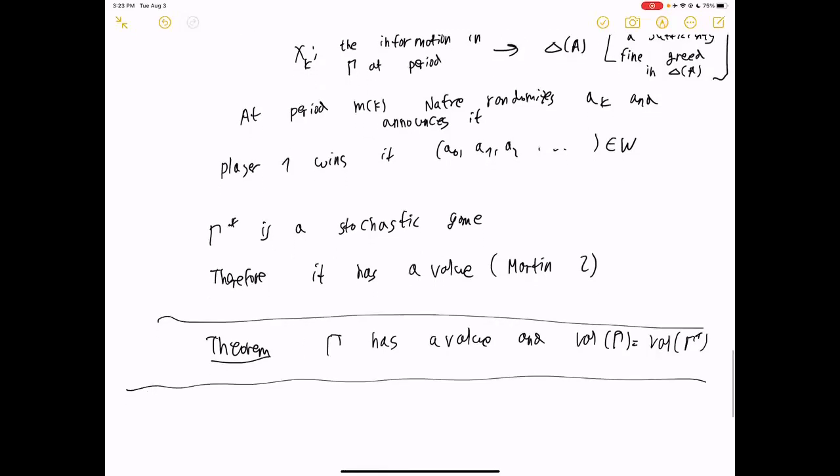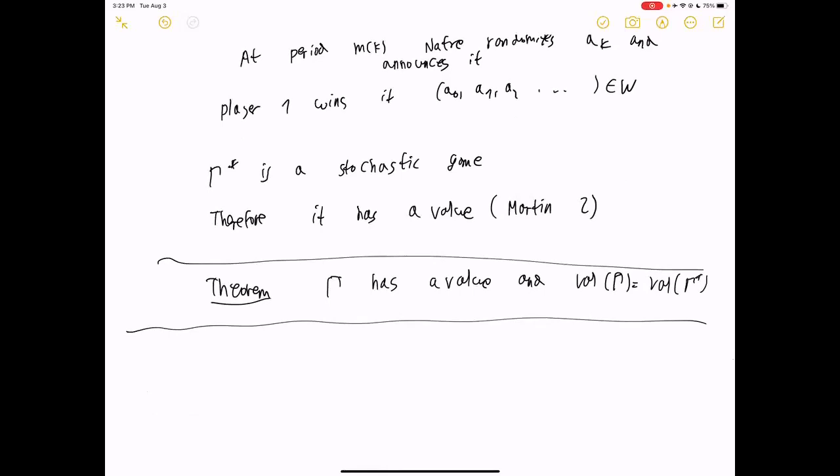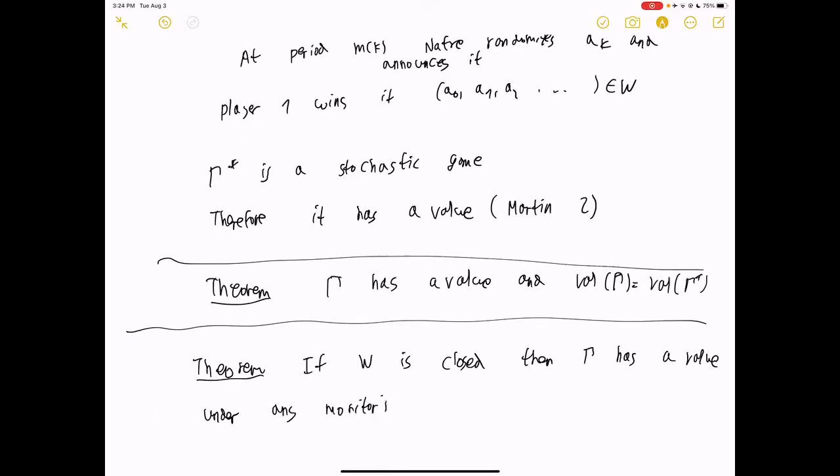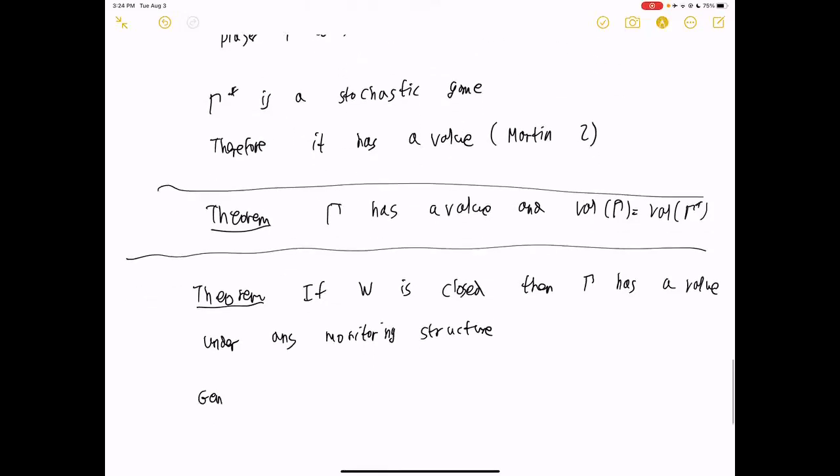First, there is a class of winning sets for which I do know that gamma has a value. There is a very simple class of winning sets for which there is a value. So let's call it another theorem. If W is closed, then gamma has a value. And if W is closed, then gamma has a value under any monitoring structure, including the no monitoring structure that I presented to you before. It doesn't require any assumption. Why does gamma have a value? This follows from general min-max theorems.